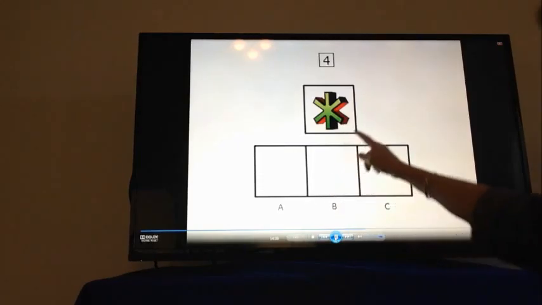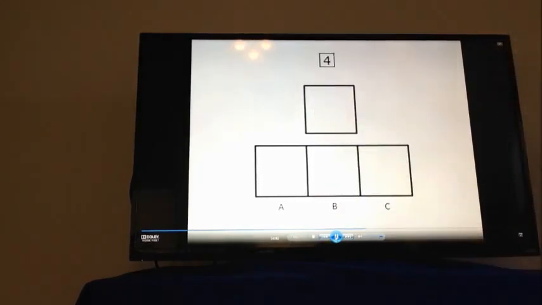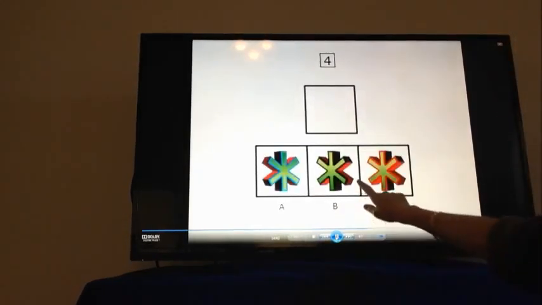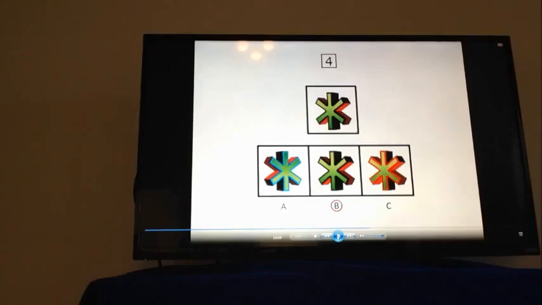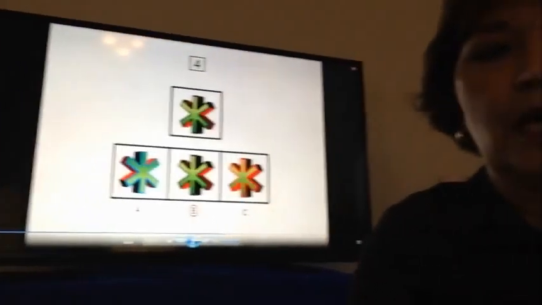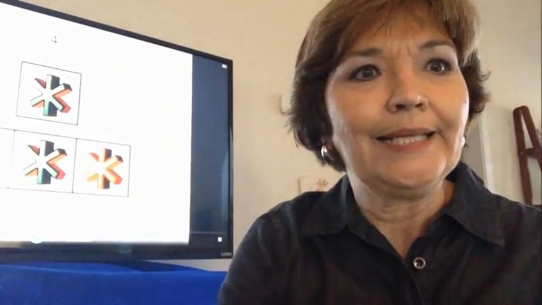All right, it's tilted, it's red, black, and then green. The answer is going to be B. B is the correct answer. Phew! I'm glad we got through that and I didn't miss any.